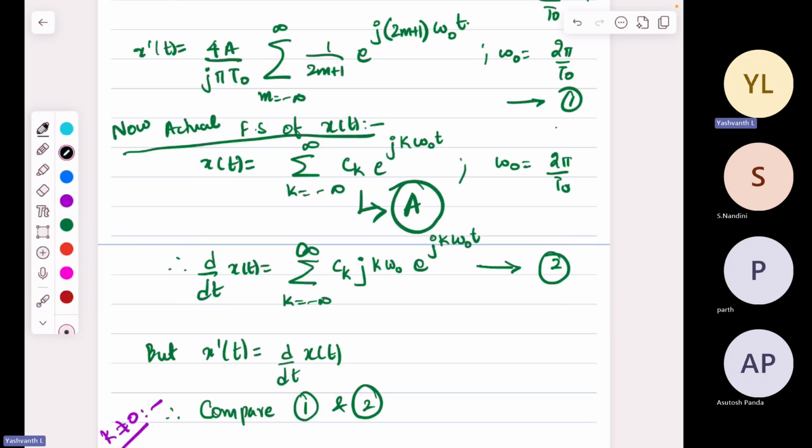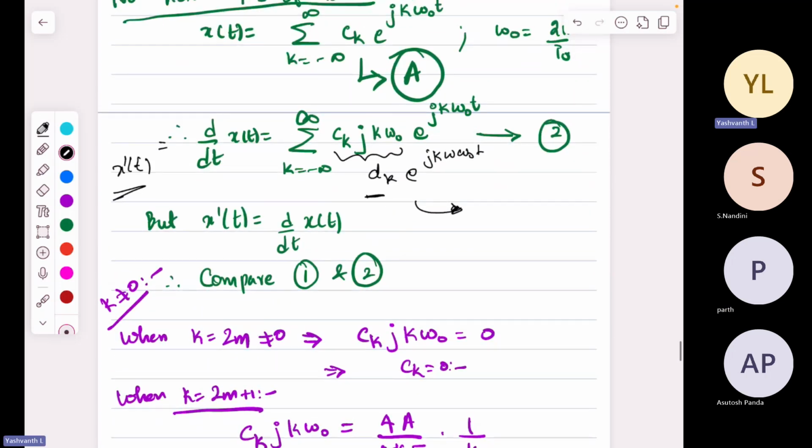Now, see, this is basically x dash of t, and this coefficient we call dk. So dk into e power jk omega naught t. Now, is this not the Fourier series of x dash of t with Fourier coefficients dk? Is it correct? Yes, sir. Exactly. I'm going to do that.